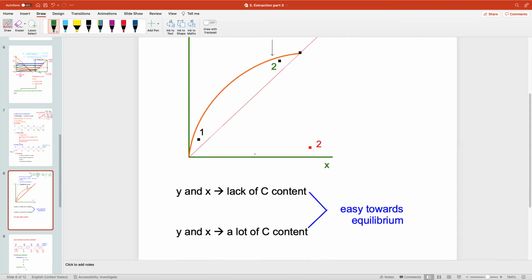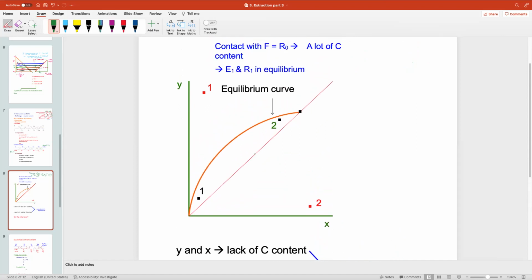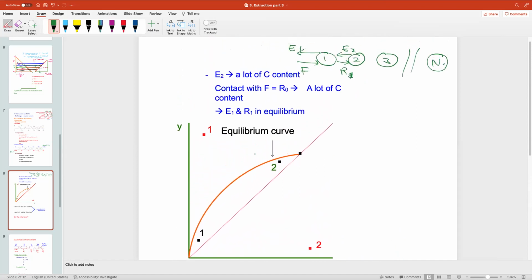I don't know what this one is. Maybe it can be around typical points, one point there. I don't know this one, what does it mean.